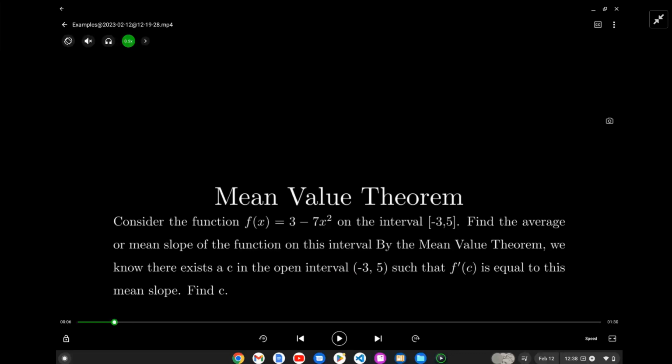Then by the mean value theorem, there is a c inside that interval such that the derivative at c is equal to this mean slope or gradient. Okay, let's take a look at an illustration.